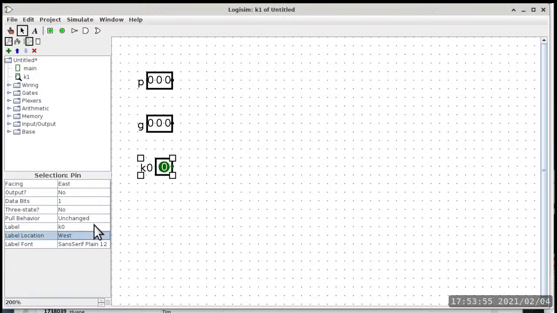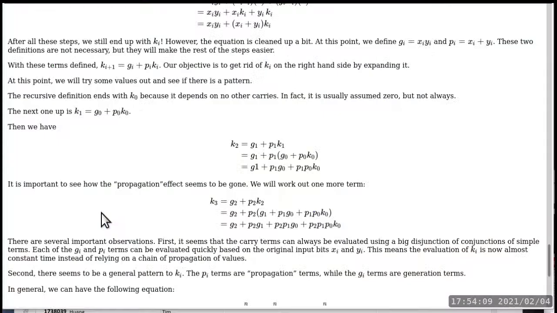All right, now we have the output pin. I can draw it all the way out here, and the output pin is going to be labeled K1, because that's what we're trying to compute. Then I can go back to the notes and find out that K1 is defined to be G0 or P0 and K0.